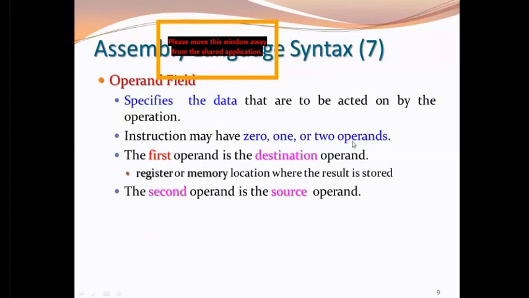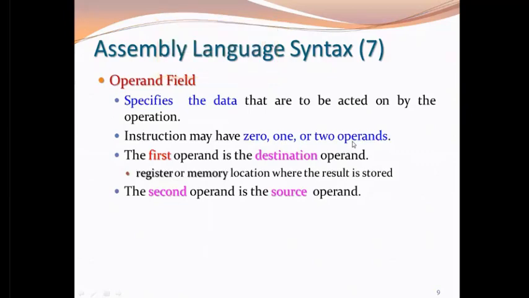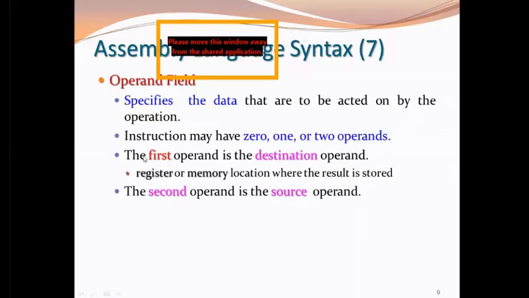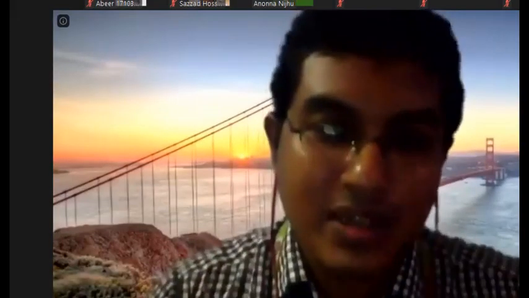So if I give you ADD, this is the operation, will you agree with me? ADD A, B. Am I right or wrong? Yes, sir. That means you are going to add two values, the value of A and the value of B. As I said, if there are two operands, the first operand is the destination operand. First operand means the left side operand. Okay, is that clear?